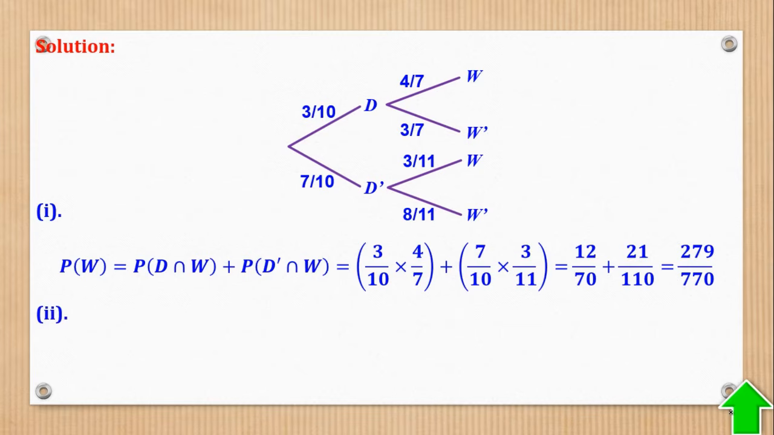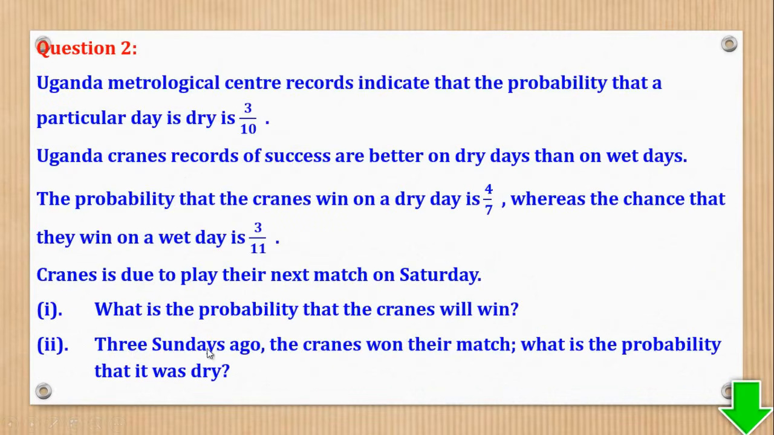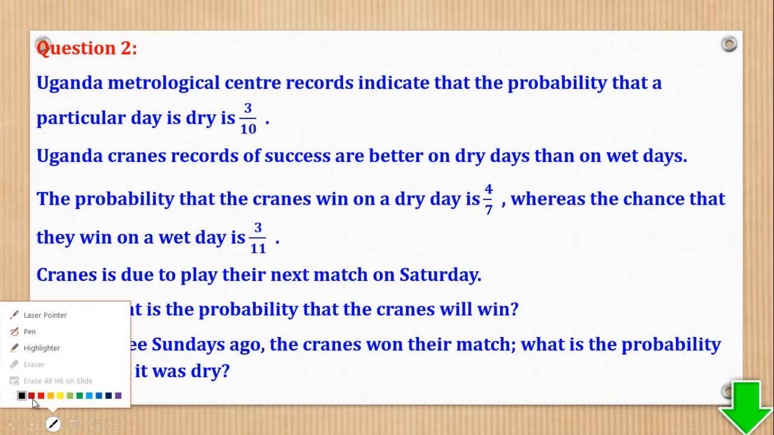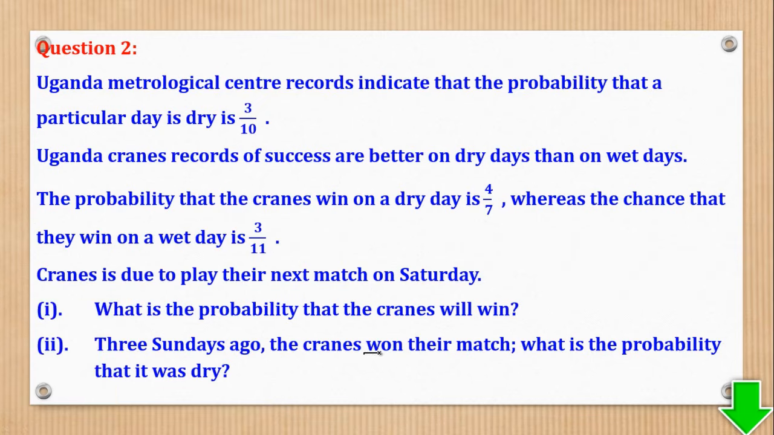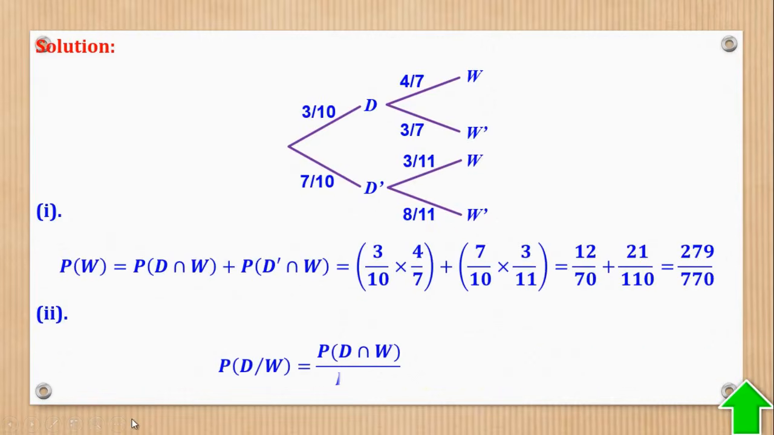Then for Roman 2, it says 3 Sundays ago the Cranes won their match. What is the probability that it was dry? So here it means that winning already occurred, and the probability they want is for dry. Therefore it will be the probability of dry given win. Like I told you, the order matters. So I shall come here and write the probability of dry given win, as win already occurred.